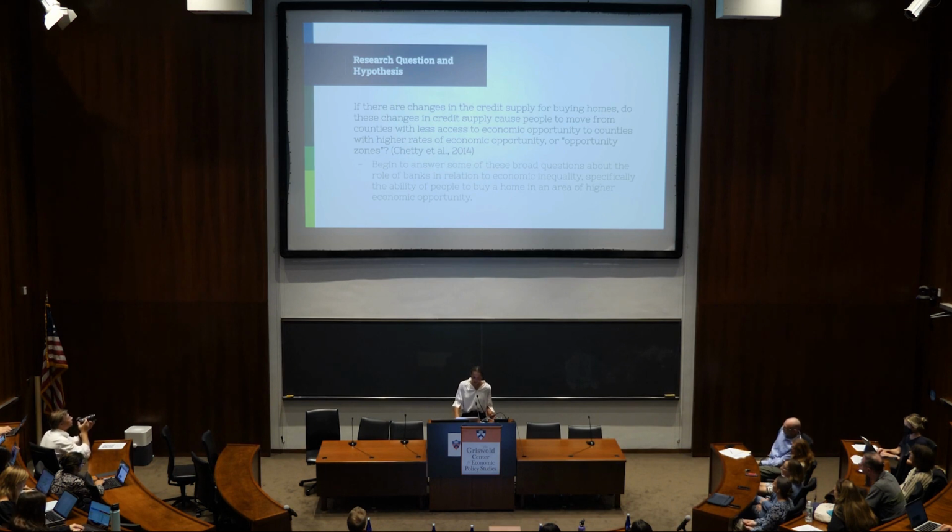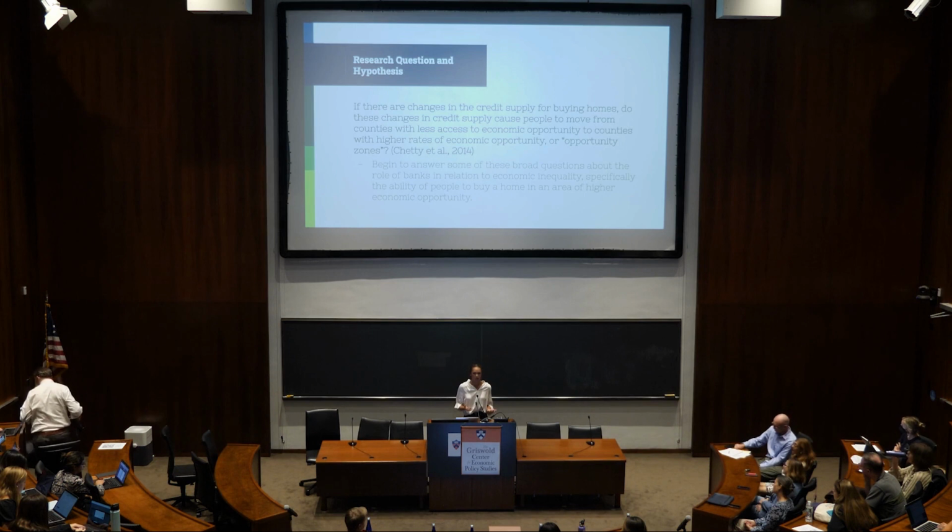So this leads me to my research question: if there are changes in the credit supply for buying homes, do these changes cause people to move from counties with less economic opportunity to counties with higher rates of economic opportunity, or opportunity zones? You might think that whenever there's a shock in the credit supply, banks have more money to give people to buy a home. Where are people choosing to buy this home? Do they now have the opportunity to buy a home in an area that might be considered an opportunity zone? It might be an area with lower poverty.